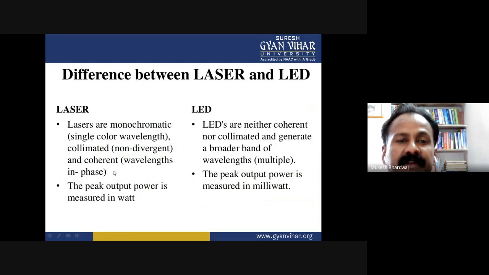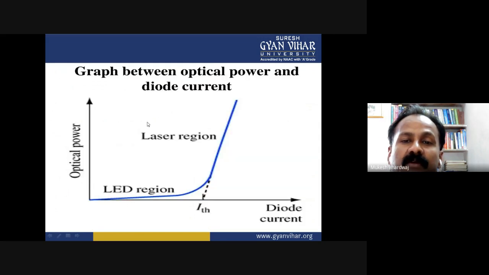Difference between laser and LED. Lasers are monochromatic, single color wavelength, collimated, non-divergent, and coherent, with wavelengths in phase. LEDs are neither coherent nor collimated and generate a broader band of wavelengths. The peak output power of a laser is measured in watts, while for an LED it is measured in milliwatts. This is the graph between optical power and diode current.